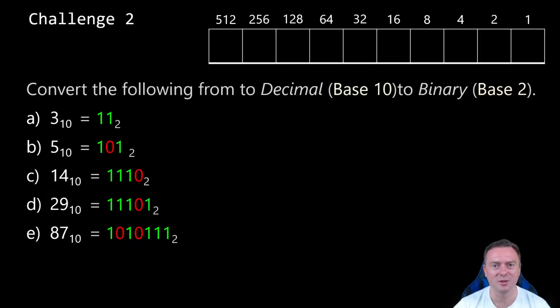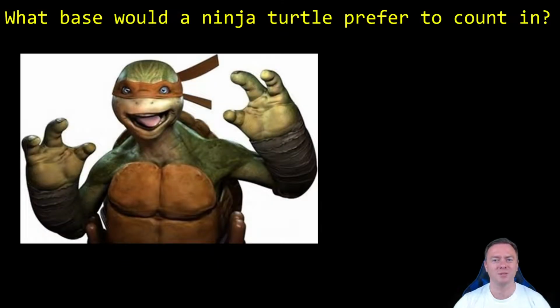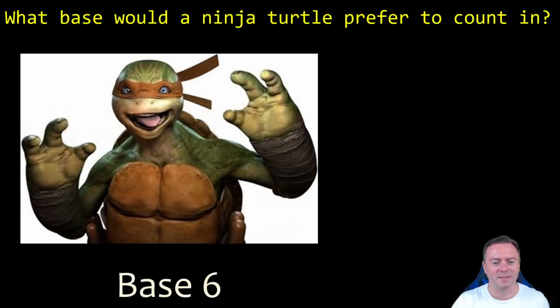Now I'm going to show you a little bit of another system, with other bases. Okay. So my first question to you, what base would a Ninja Turtle prefer to count in? Right, so if you think about it, they've got 3 fingers on each hand, so they would count 0, 1, 2, 3, 4, 5, 10. So they would actually use what we would call a base 6 system. Okay, now for a computer scientist, that isn't so useful because it's not a power of 2. But it does give you a pretty powerful example of understanding how bases work in grouping.